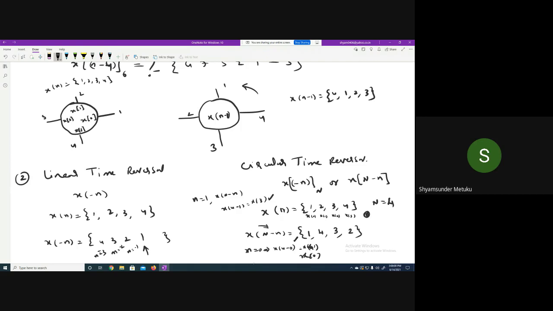So except the first sample, here first sample is 1, even in the time reversal or circular time reversal, the first sample is same. Remaining samples are reversed, flipped, I can say. Yes or no? 2, 3, 4 has become 4, 3, 2. Still your origin point will be same. There is no change here. Okay? Is it clear?